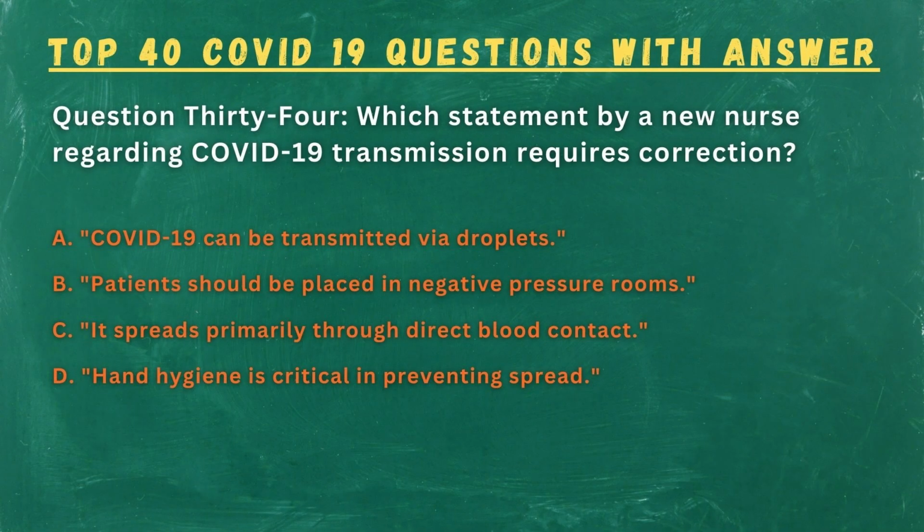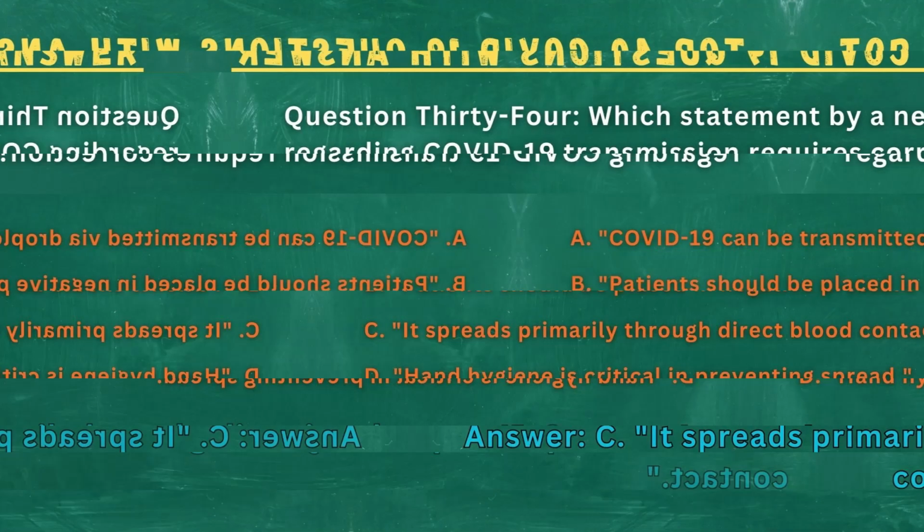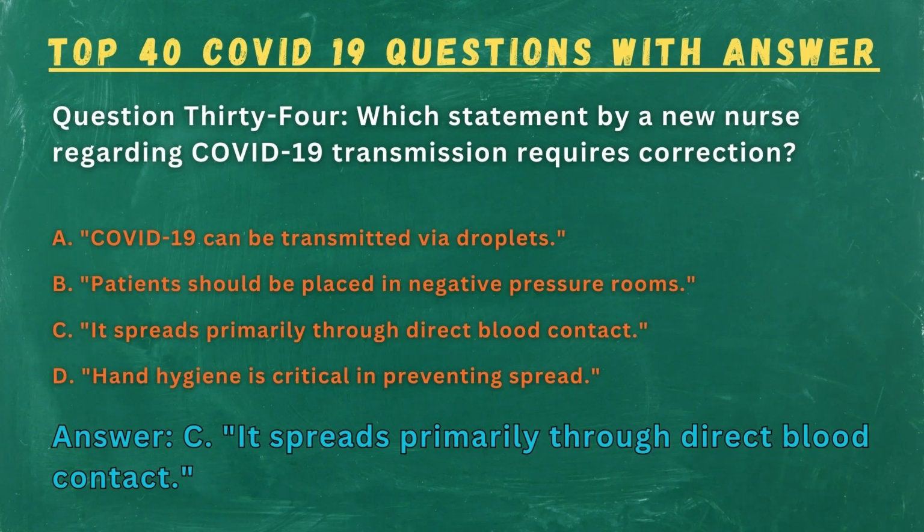Question 34. Which statement by a new nurse regarding COVID-19 transmission requires correction? A. COVID-19 can be transmitted via droplets. B. Patients should be placed in negative pressure rooms. C. It spreads primarily through direct blood contact. D. Hand hygiene is critical in preventing spread. Answer: C. It spreads primarily through direct blood contact.